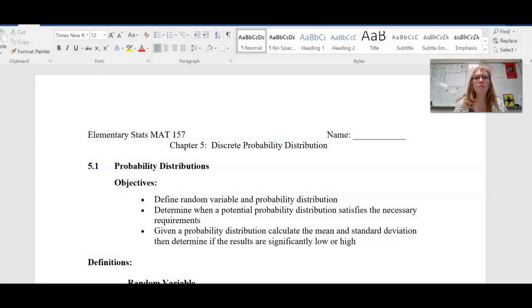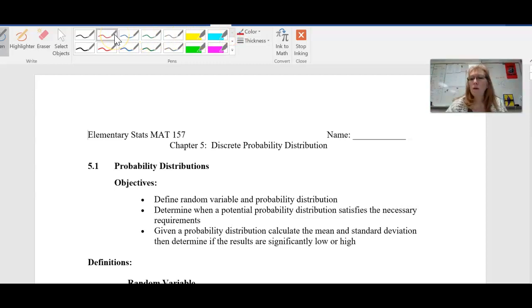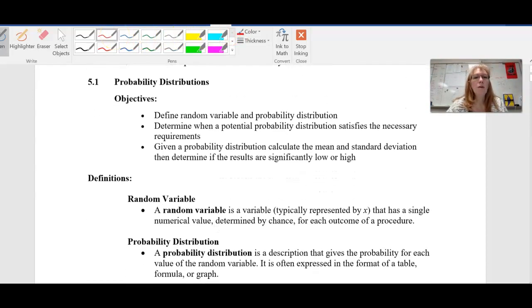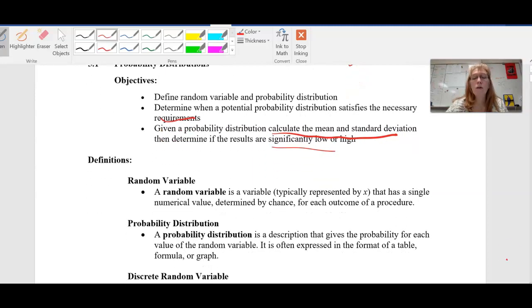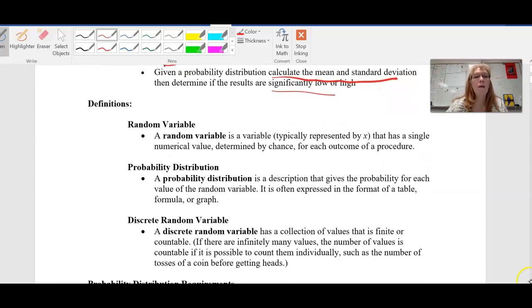Okay, let's go. All right, Chapter 5, Section 1 is about probability distributions, and here we go. When you go through this, we're going to use random variables and probability distributions. We're going to talk about the distributions and what we have to have, the requirements, because that is important this time. We're going to calculate the mean and the standard deviation and decide if they're significantly high or low. So that's your two standard deviations above and below the mean. Okay, just vocabulary to make sure we know what's going on.